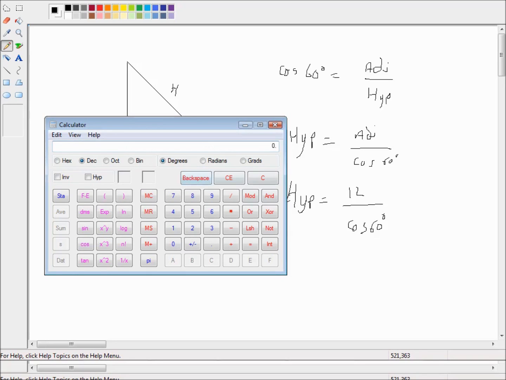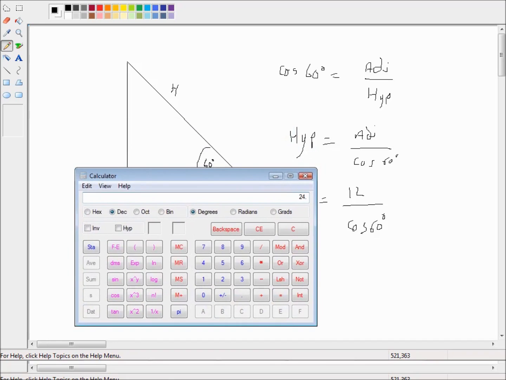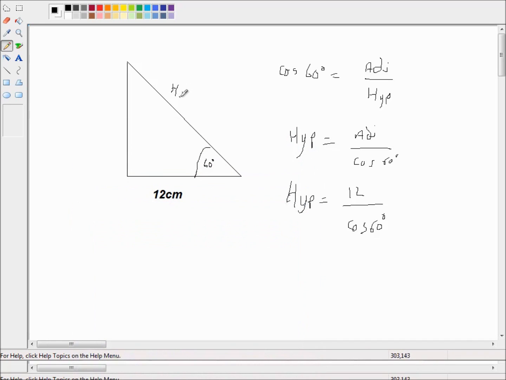Okay then, so the first thing we want to do is check that it's in degrees. And now it's just a case of typing in 12 divided by 60 cosine. And that's 24. So the hypotenuse is equal to 24 centimetres. And suppose we want to find this side. Okay, so we want to find the opposite side now.